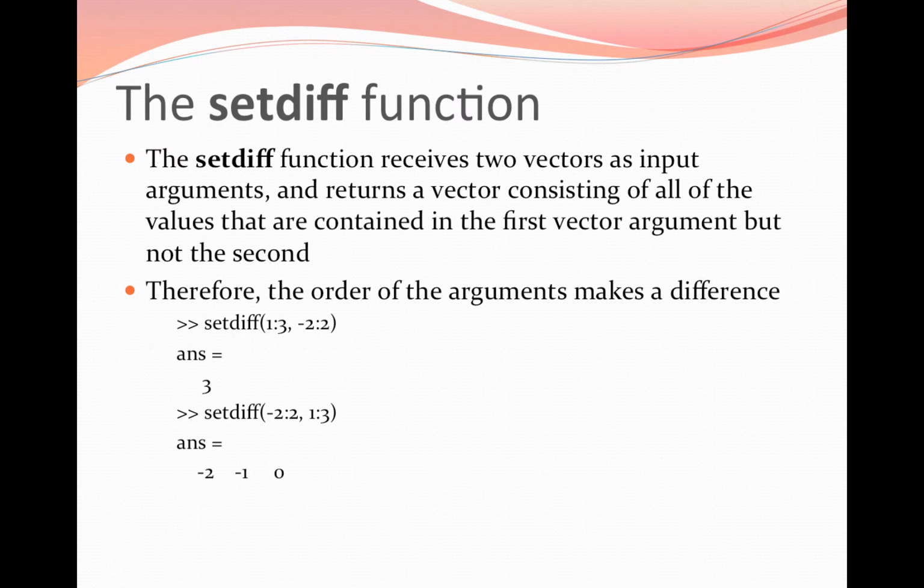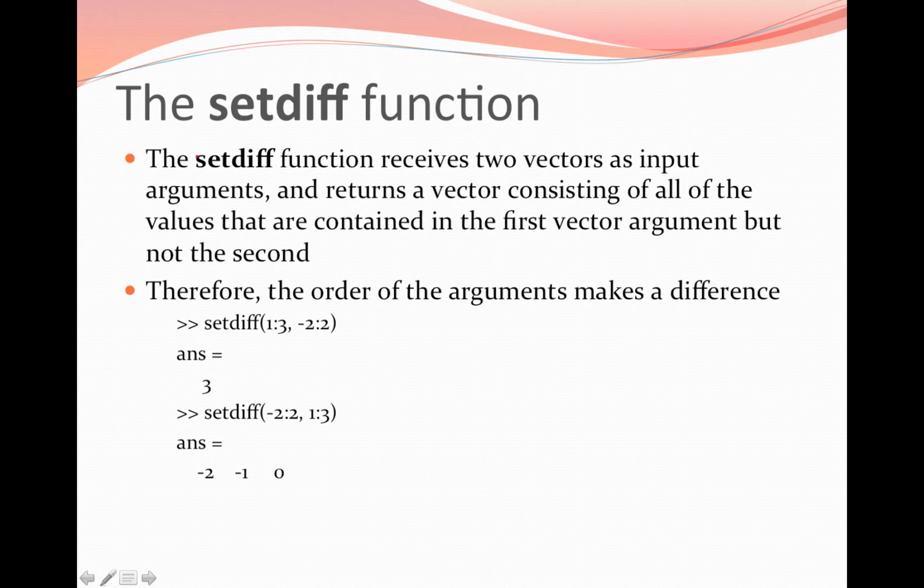The setdiff function receives two vectors as input arguments, and it returns a vector consisting of all of the values that are contained in the first vector argument, but not in the second. Therefore, the order of the arguments makes a difference.